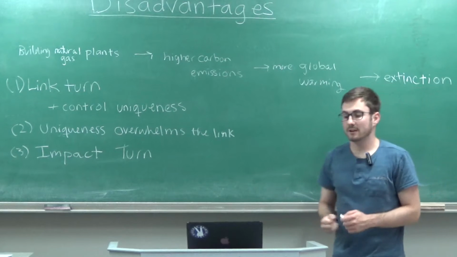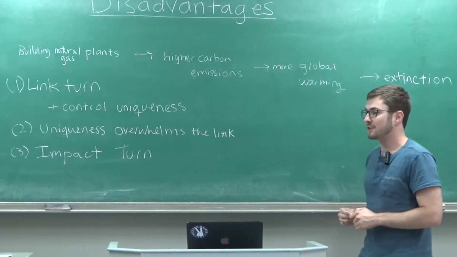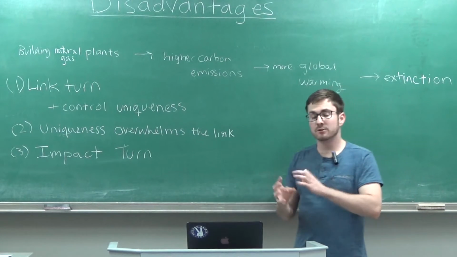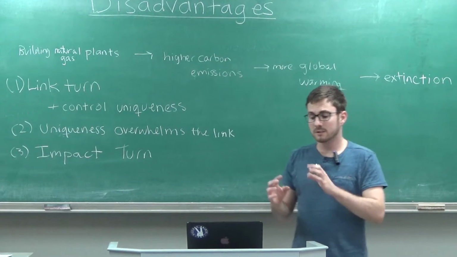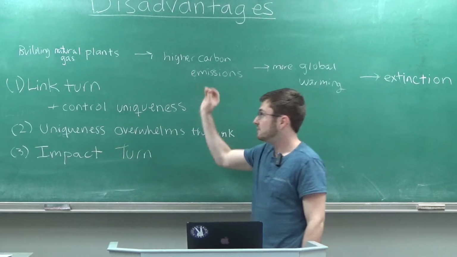So that's another strategy. An important thing to think about here is that if you're making an impact turn, you do not want to control uniqueness. So if you're making arguments in response to the impact level, you don't also want to be making those kinds of arguments. You don't also want to be making arguments about uniqueness on the uniqueness level.